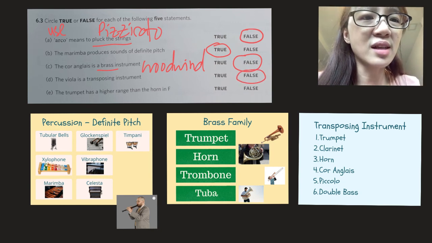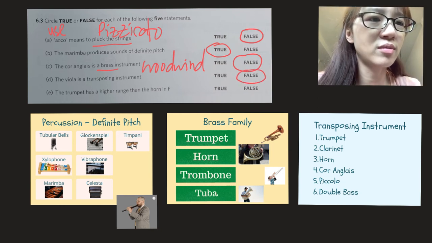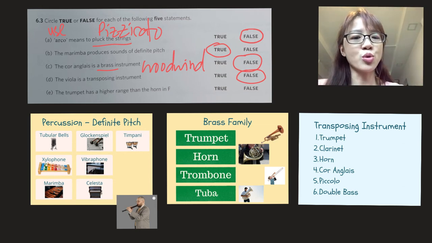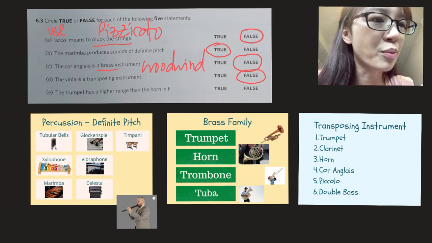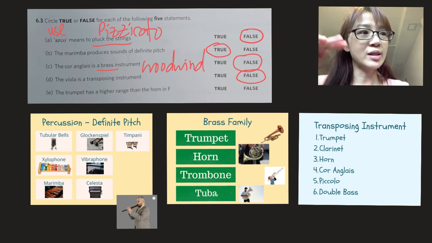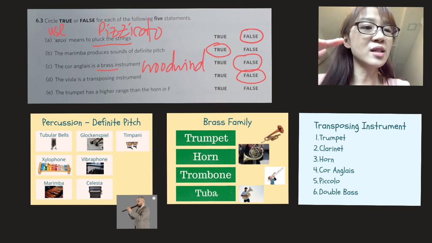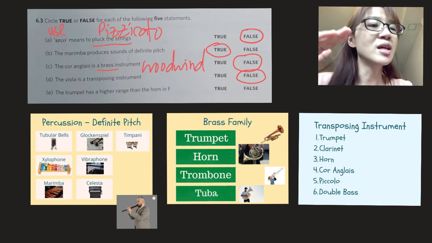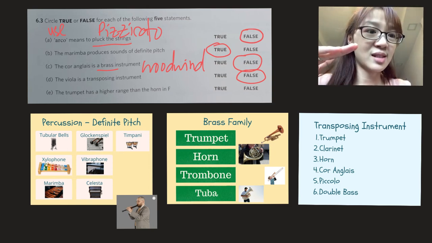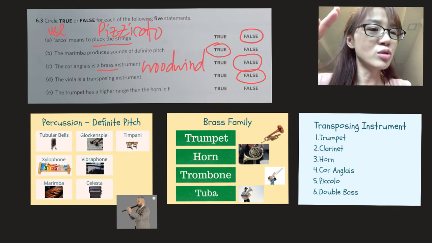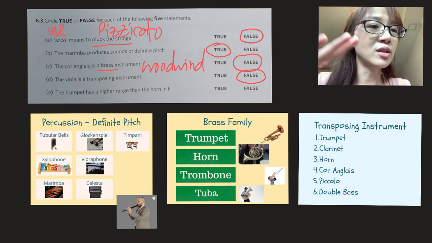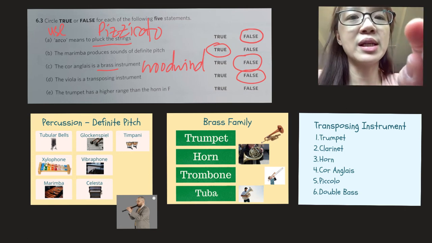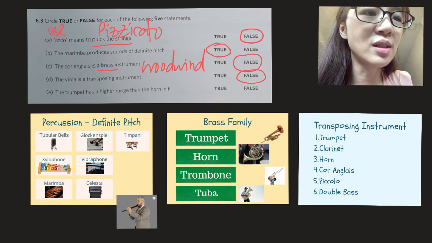The trumpet has a higher range than the horn in F. Okay, so we need to have the chart on the brass instruments. What is the range like, trumpet, horn? Compare these two. Trumpet is the highest. Yes, it has a higher range than the horn. Yes, just correct. So you need to know the order of the family for each family. Okay, so this is true.